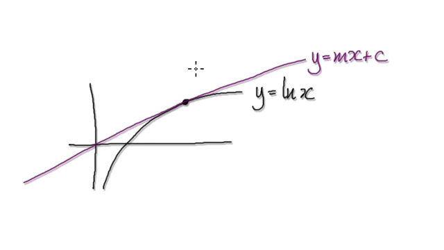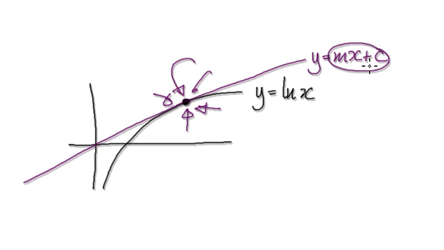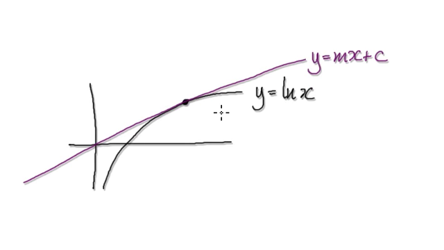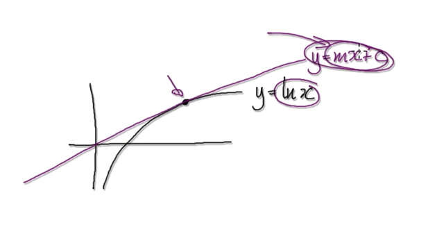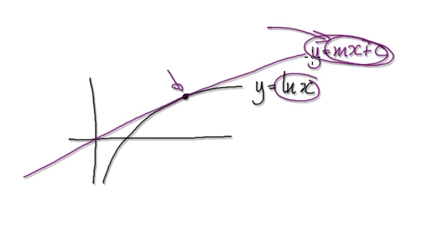Okay, so to do this, you could ask yourself, what's so special about this location? Well, you need to make the demand that at this location, the gradient of this must be the same as the gradient of this. And you also need to make the second demand. The second demand being the y value of this straight line must be the same as the y value of this line. So in order to find out the equation of this straight line, you need to make those two demands.